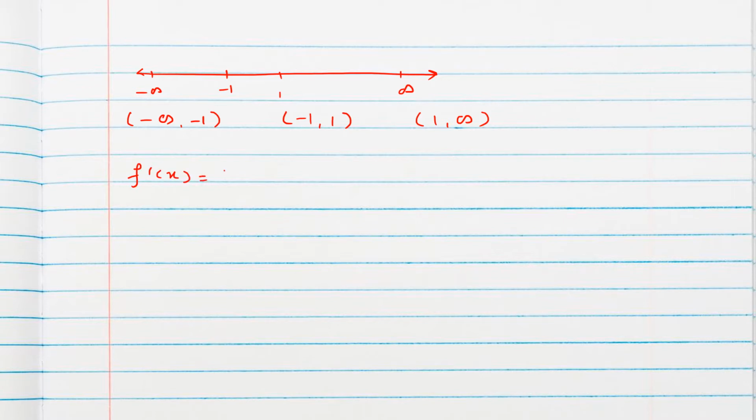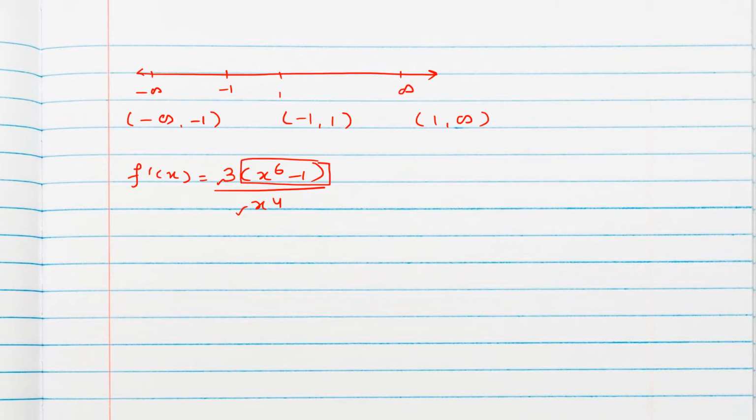So the x values minus 1 and plus 1 divide the real line into 3 intervals. One will be minus infinity to minus 1, minus 1 to 1, and 1 to infinity. And f dash of x we got here is 3 times x power 6 minus 1 divided by x power 4. Now 3 is a positive number, x power 4 is a positive number, so these two will be positive. So we are concerned about this expression now.